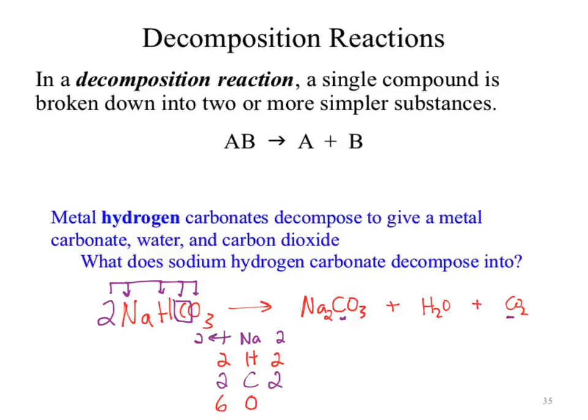6, because the 2 and the 3 come together to get a 6 on the left. On the right, we have 6, and we now have our balanced equation.